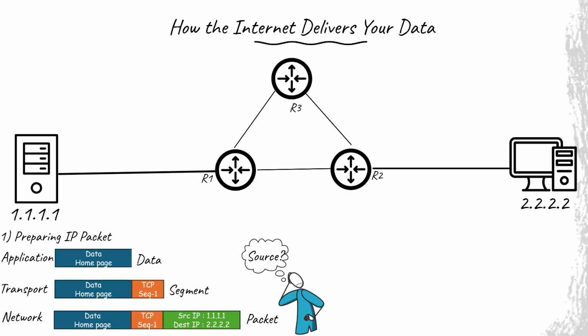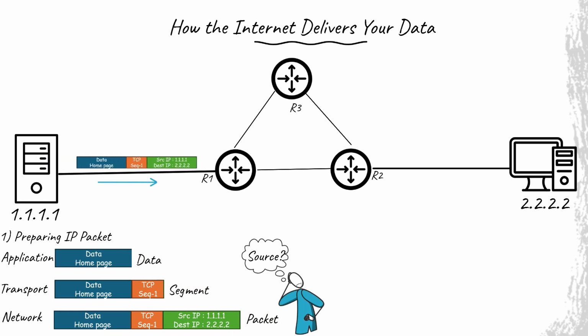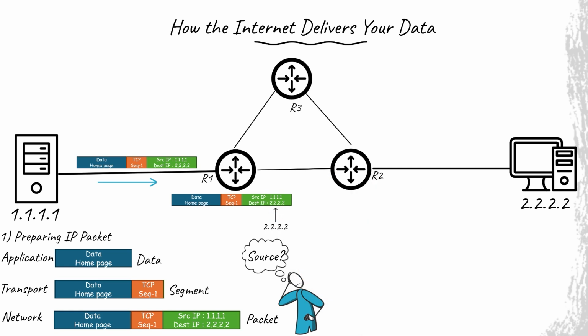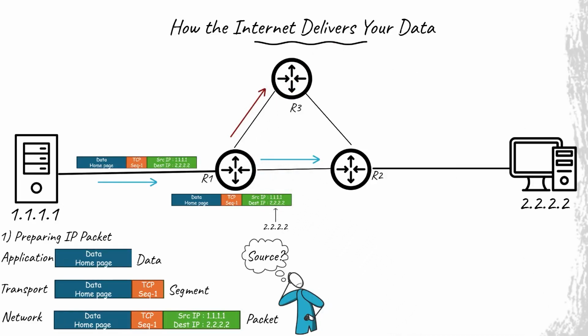The server doesn't worry about the best route. It simply sends the packet to the nearest router, which is R1, just like dropping a letter into a mailbox and letting the postal service take over. Router R1 receives the packet and checks the destination IP address, which is 2.2.2.2, and looks for the best path to send it. R1 has two options, R2 and R3. Based on certain factors which we'll talk about later in the course, it decides to forward the packet to R2.